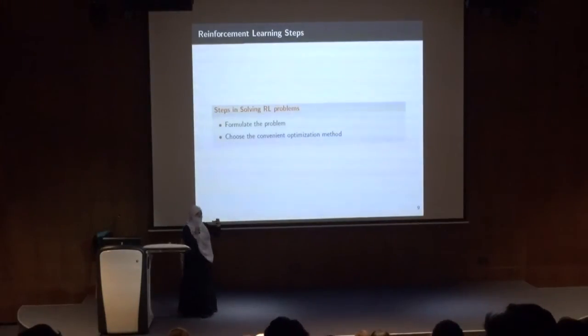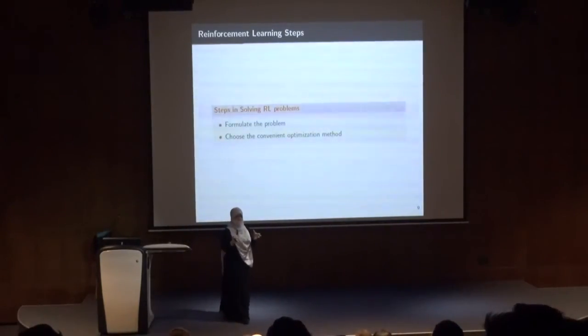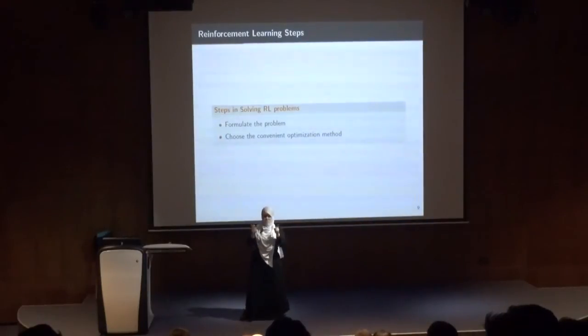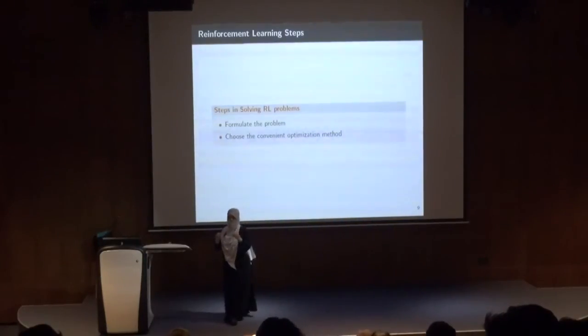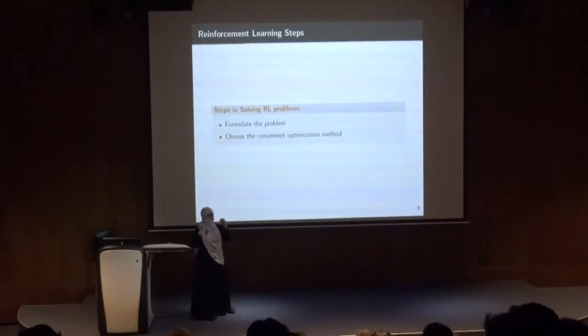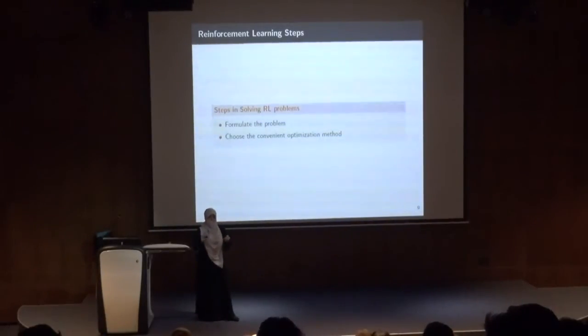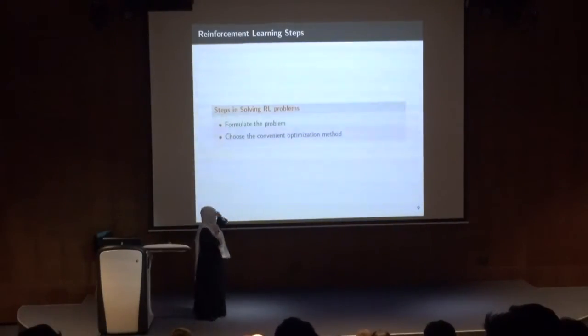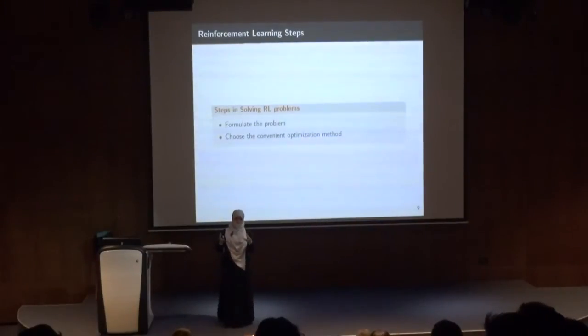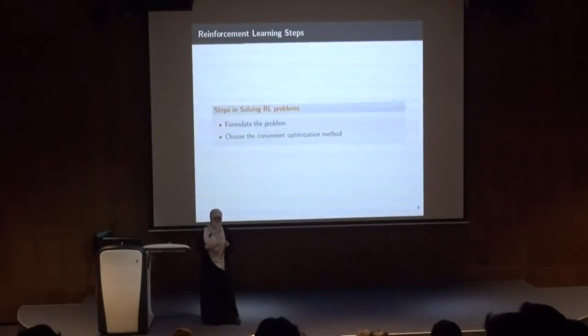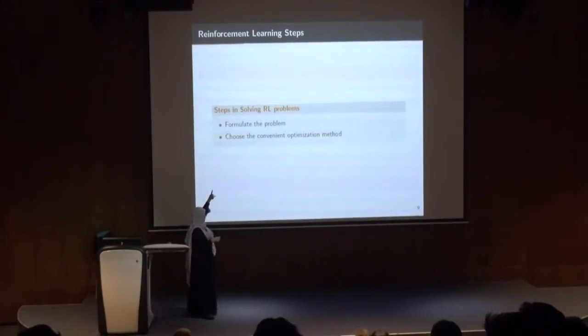So I have two main steps whenever I'm dealing with a reinforcement learning problem. First, I need to formulate the problem, and this is very important. Choosing a correct or good reward function influences my solution. So does choosing the state, the action space, and so on. So I need to formulate my problem, and I need to choose a convenient solution for this problem. So we will start with how to formulate the problem, and then we will go to how to solve these problems.